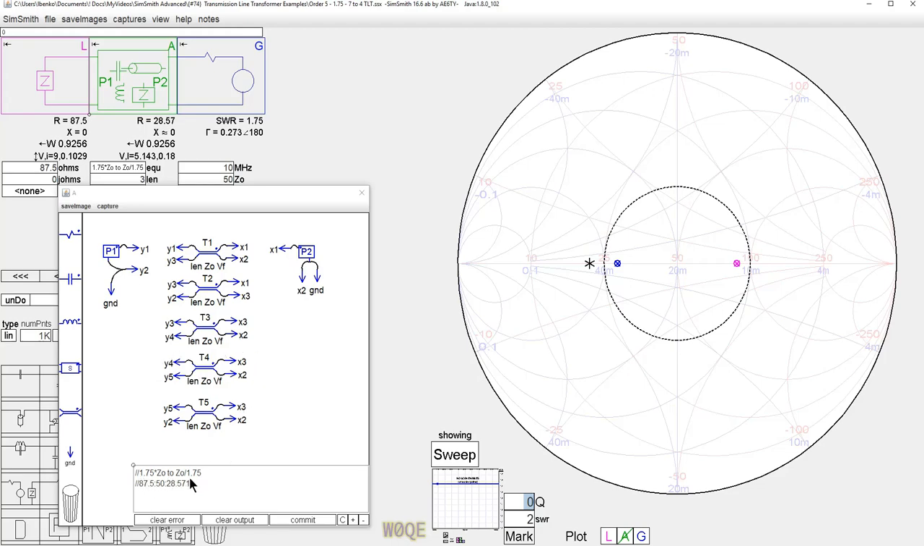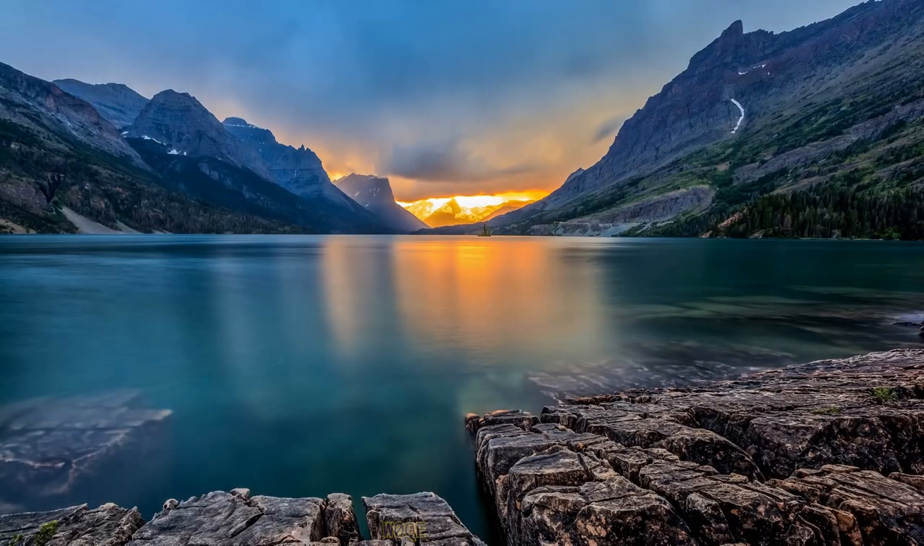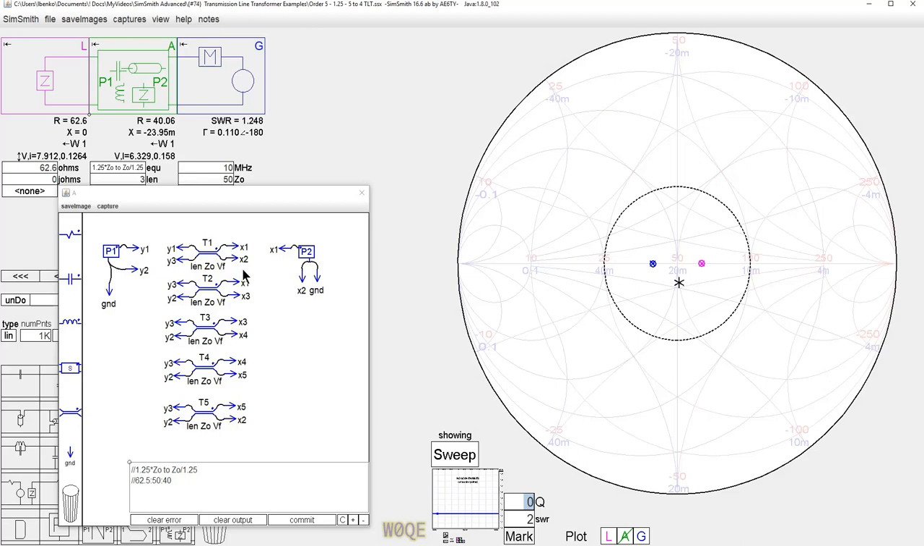That gives us a 1.75 to 1 voltage ratio, or an 87.5 to 28.6 ohm impedance ratio at 50 ohms. There's a couple more to go through here real quickly, and if I have not lost everybody by now or bored everybody to death, this one here has the top transmission line across the generator, and then all four of those are in series across the generator. Likewise, over this side, this transmission line is in series with all four of those in parallel. That gives us a 1.25 to 1 voltage ratio.